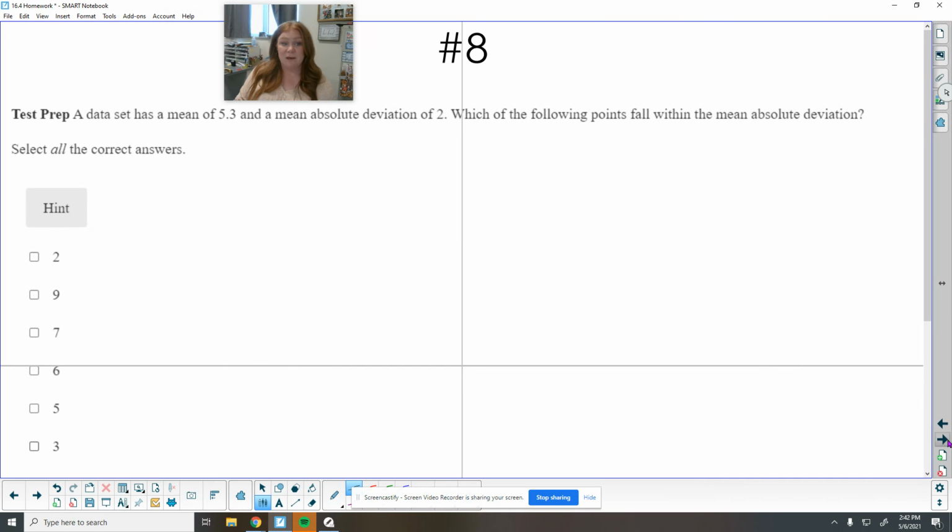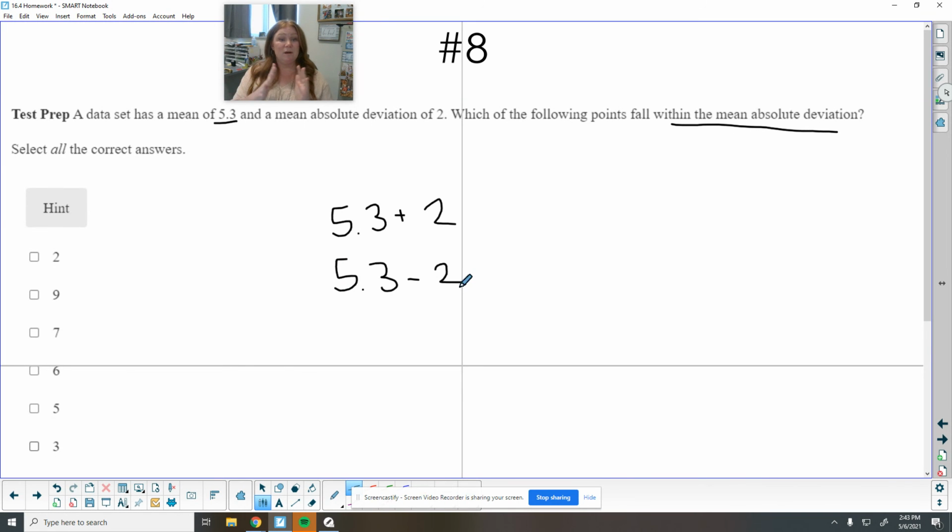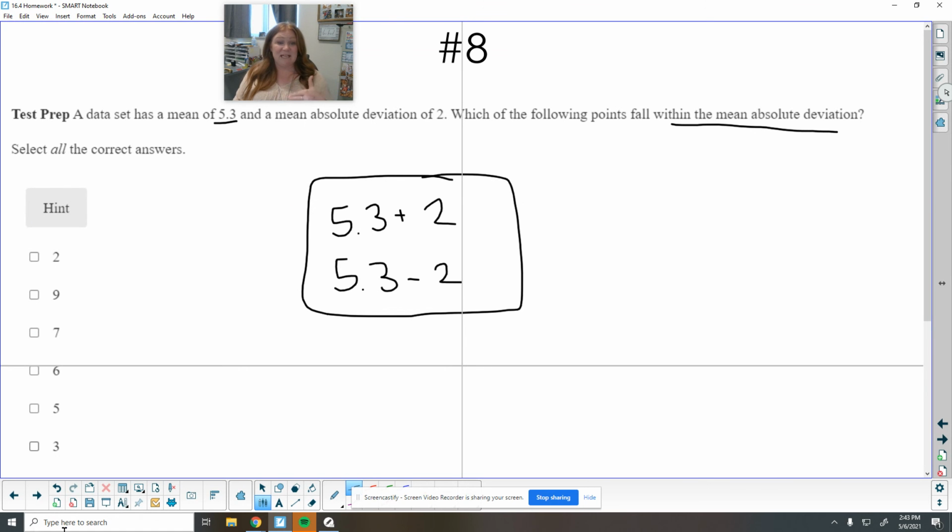Number 8 says that a data set has a mean of 5.3 and the absolute deviation of 2. Which ones fall within that deviation, that normal range here? So we're going to take our mean, we're going to add on the MAD, then we're going to take our mean and we're going to subtract the MAD. So it ranges within 2 on either side of 5.3. So then once you know your range, go ahead and select any of those that fit in that normal range.